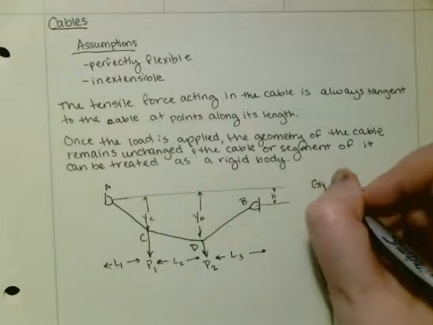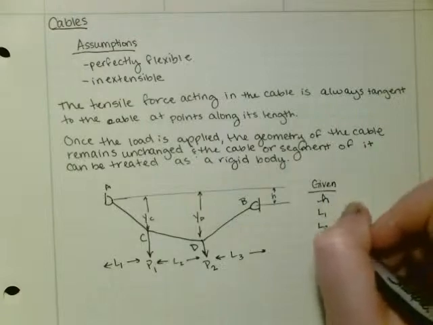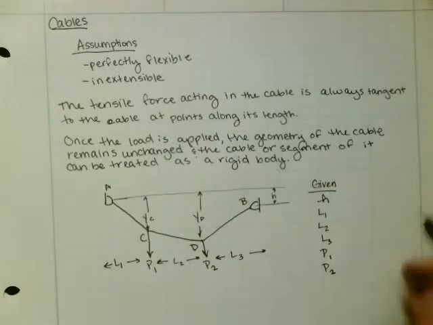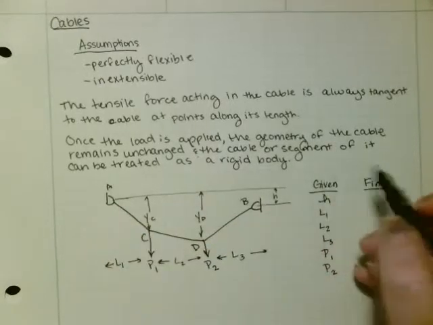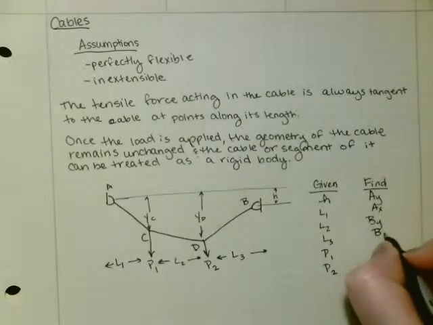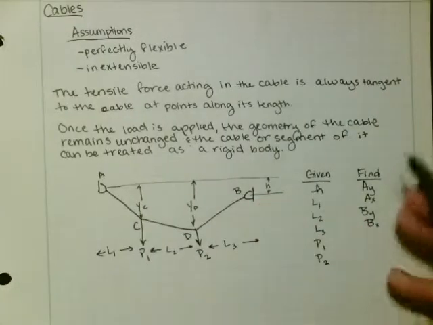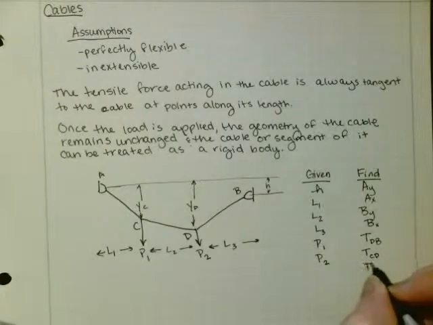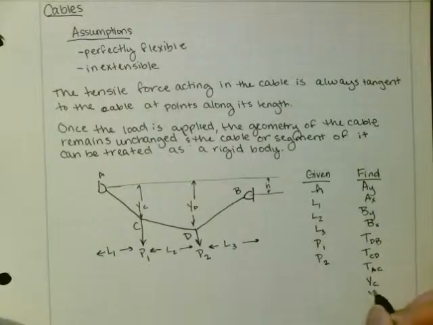So let's say you had been given your height H, all of your lengths L1, L2, and L3, and your external loading P1 and P2. And now you would need to find your reactions at the loops, which would be AY, AX, and BY, BX. And then the tensile force in the cable, which would be TDB, TCD, and TAC. And then also we need to find YC and YD.